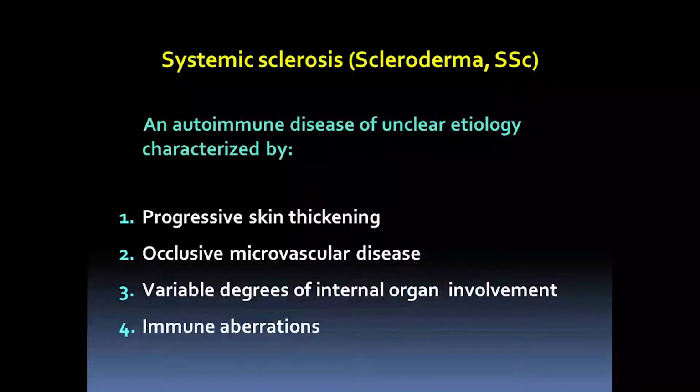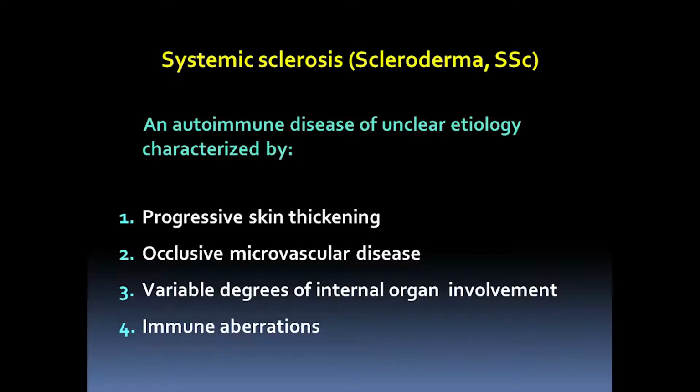So what is systemic sclerosis? It's an autoimmune disease of unclear etiology, and it is characterized by progressive skin thickening and occlusive microvasculopathy. There are variable degrees of internal organ involvement and also immune abnormalities, with the presence of certain autoantibodies.